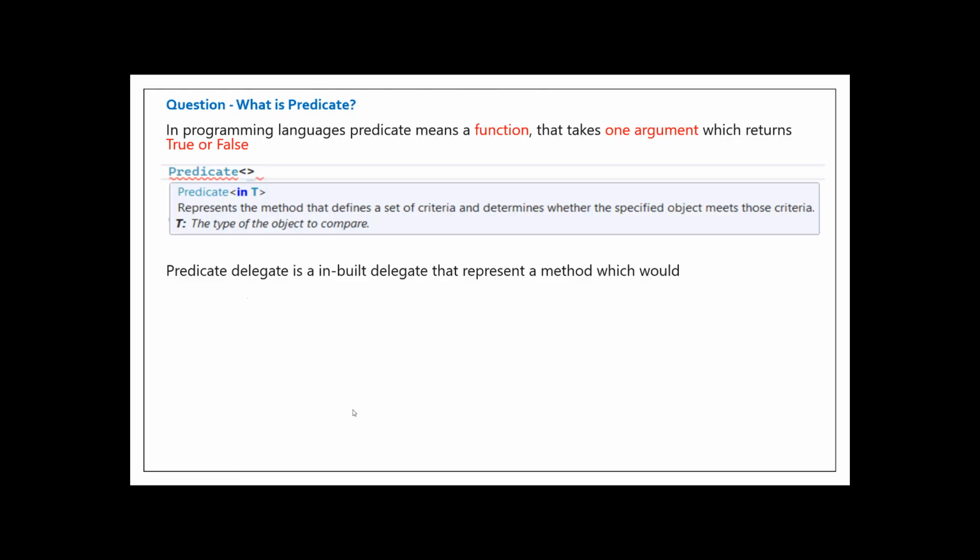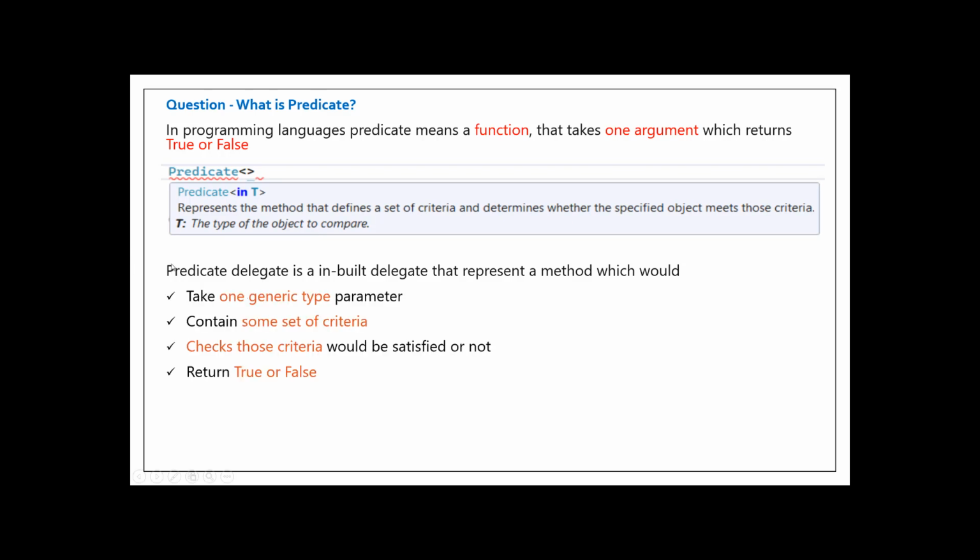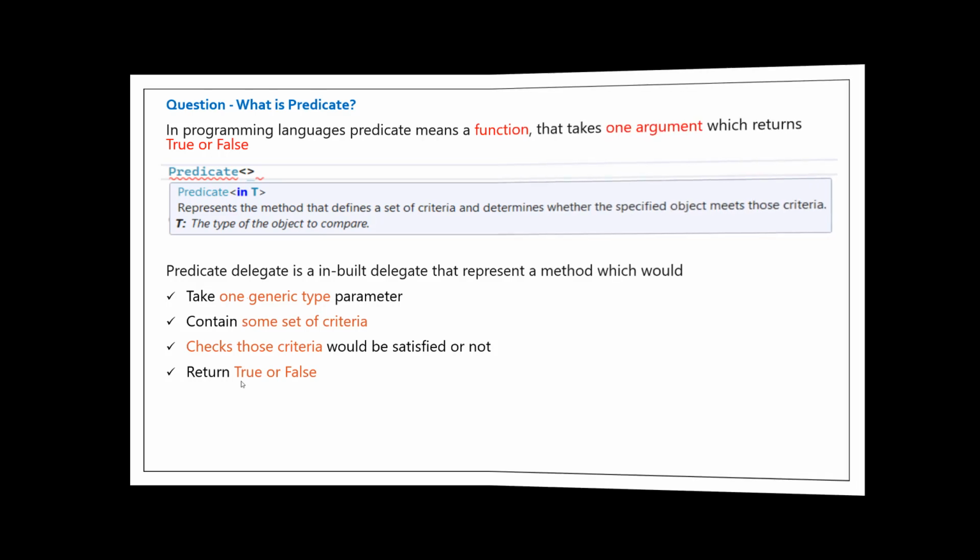Now what is a predicate? In programming languages, a predicate means a function that takes one argument and returns true or false. From this screenshot we can see Predicate takes one in type generic parameter. When we use a predicate delegate, the method takes one generic type parameter. It may contain some set of criteria, as we ultimately need to return a Boolean expression. So there may be some set of criteria checked inside the function, and it will check whether those criteria are satisfied or not, and ultimately return true or false. For this type of method, which returns true or false based on some criteria, we can use Predicate.